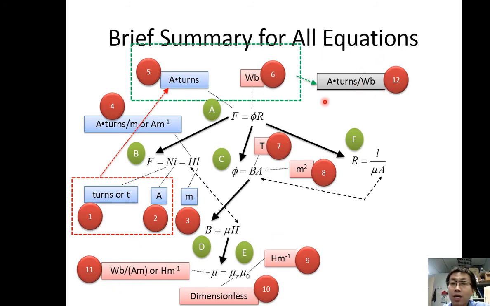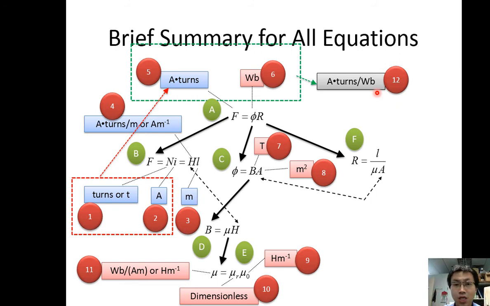So what is the unit for the reluctance? So we come from here. Reluctance actually is F divided by phi: ampere turns divided by Weber. So this is all the brief summary for all equations.